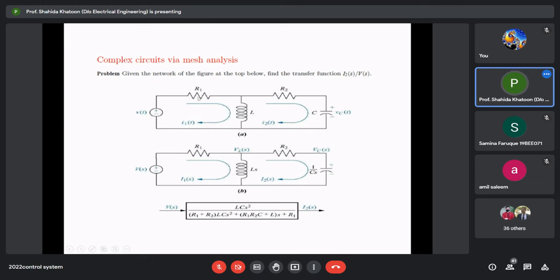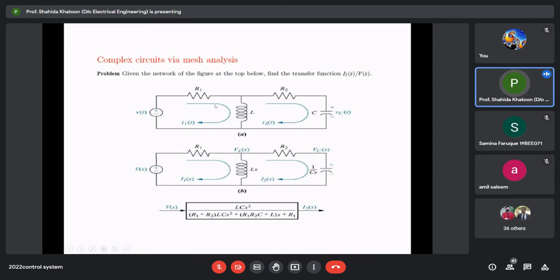So this is the original circuit having R1, L, R2, C. So step number 1 is, replace each passive element by its impedance. So replacing each passive element by its impedance, R1 remains the same, L becomes Ls, R2 remains R2, and C becomes 1 by Cs. Okay, and then assuming a direction of the current flow.